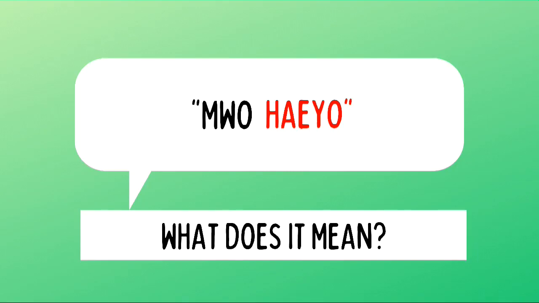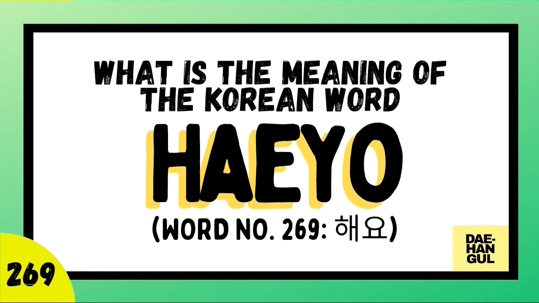뭐해요? 뭐해요? What does this phrase mean? If you notice, the word in red letter is HAEYO. Because today, on One Korean Word a Day here at Dae-Hangul, we're going to study the word HAEYO. Let's start.